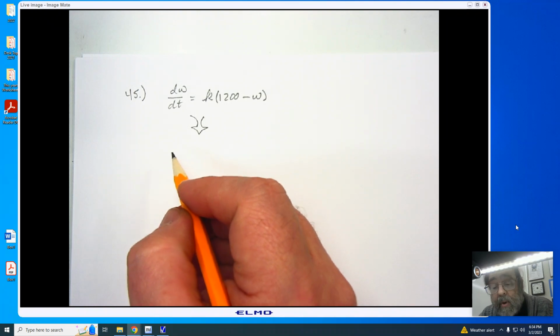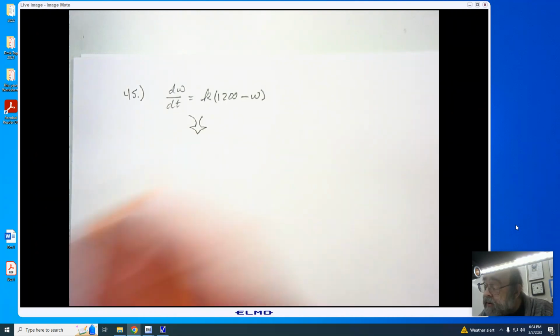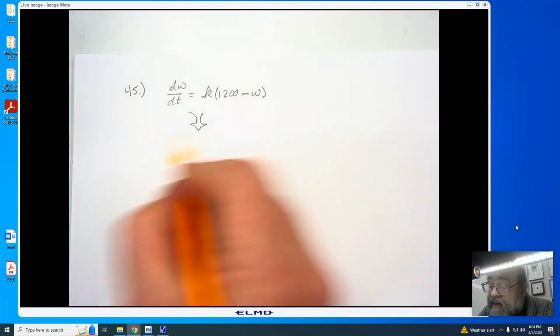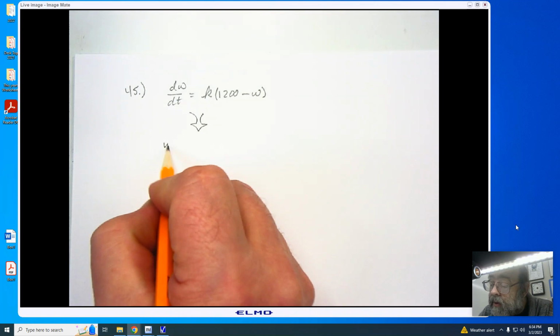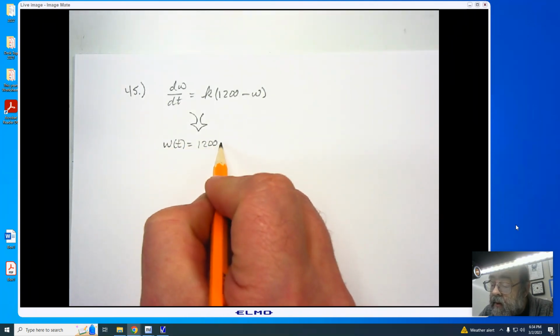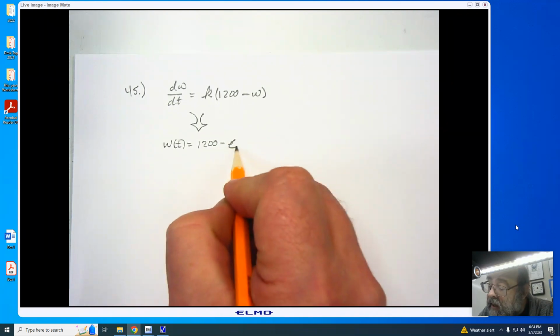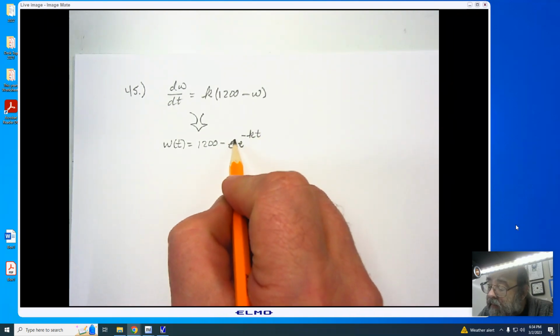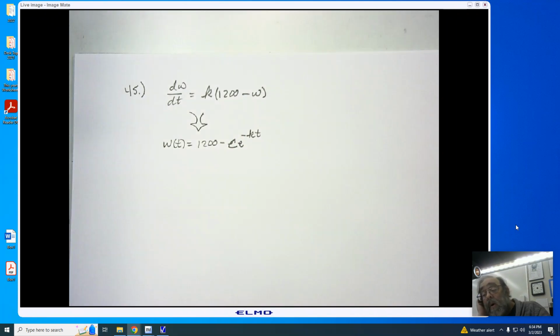Now if you don't remember how to find that, you're going to want to solve for the particular solution, but if you know the wording and you can recognize it, this goes directly to W of t is equal to 1200 minus Ce to the negative kt power. Now remember, you can put either a minus kt power or a positive kt power, it doesn't matter. The k will always come out to what it has to be.